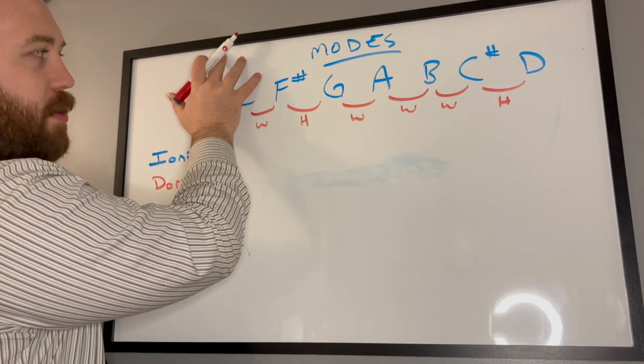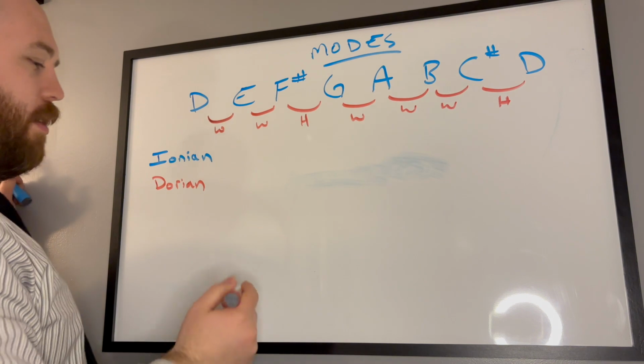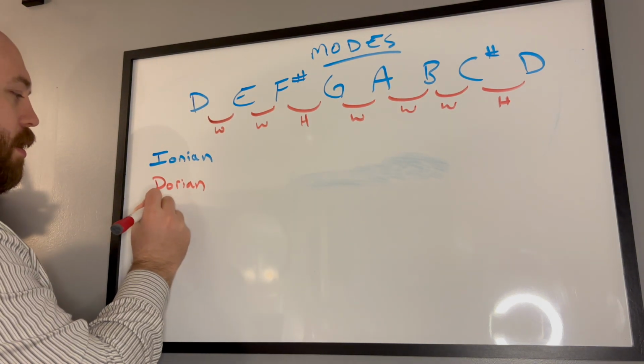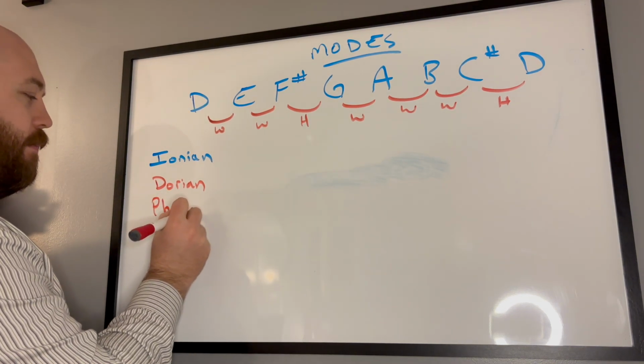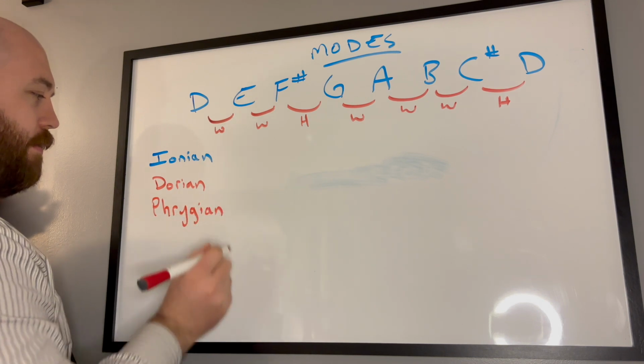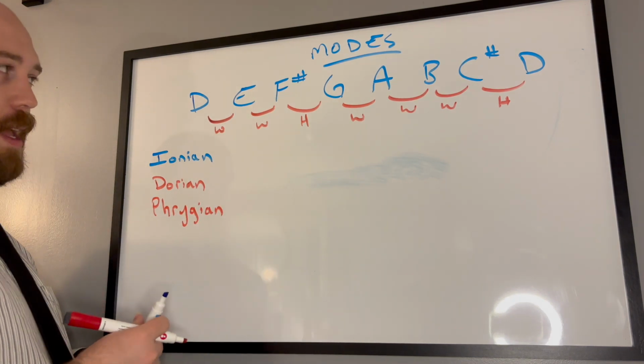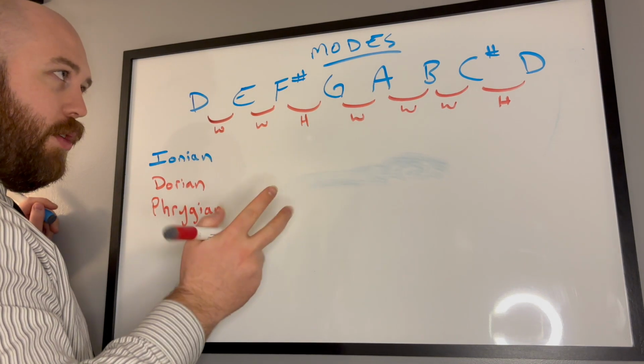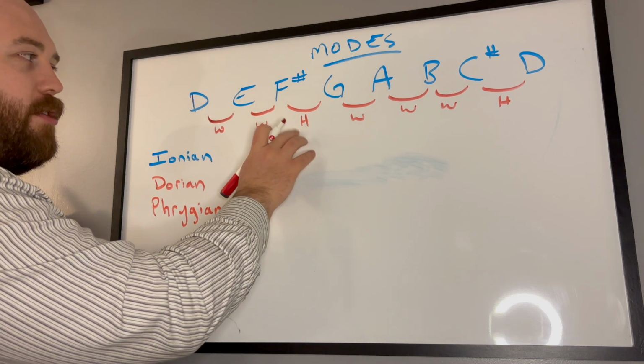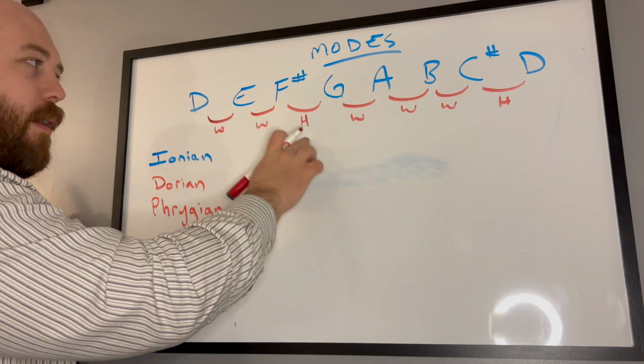So this time we're covering these up and putting them at the end. Okay? What's that called? Phrygian. Okay? And it's one of only two scales here that start with a half step.